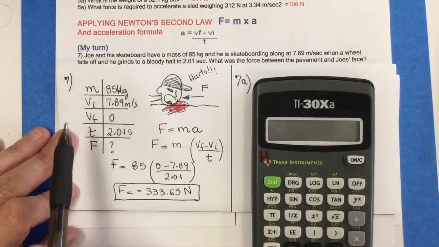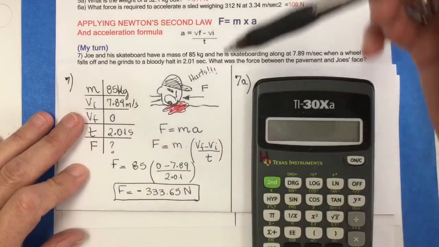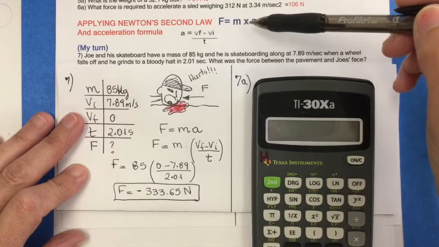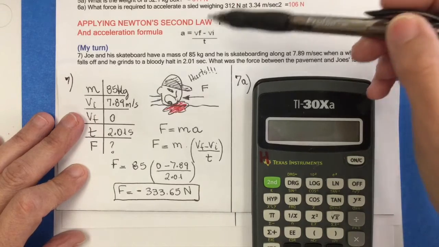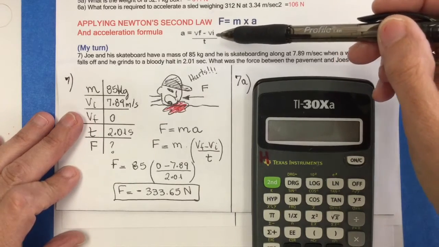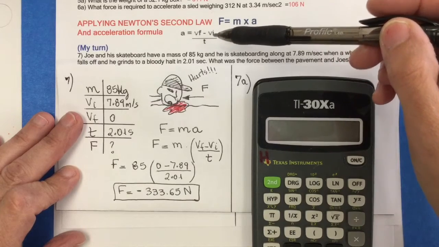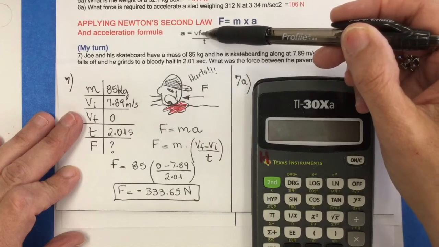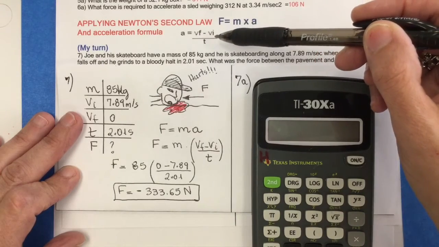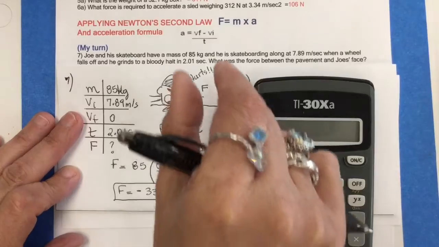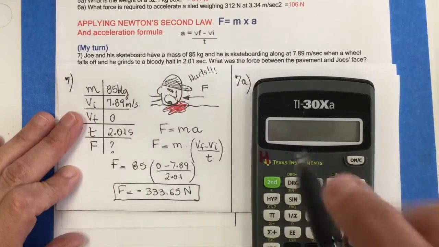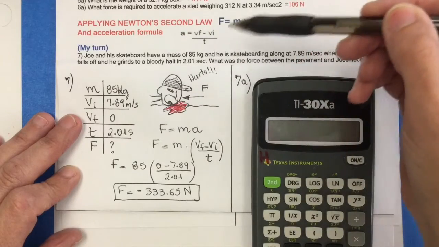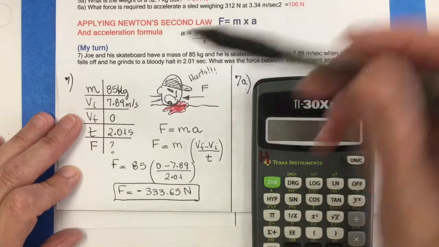Problem number 7. Now, in this problem, we are going to combine Newton's second law with the acceleration formula, which is the change in velocity over time. Change in velocity means the final velocity minus initial velocity during this interval of time. So this is an example where we can combine those two formulas.